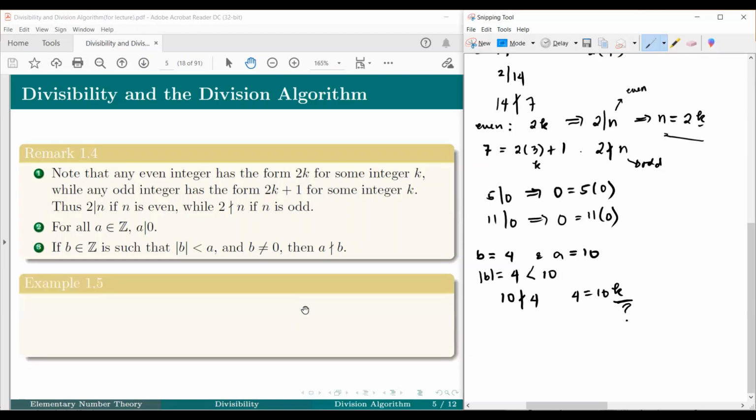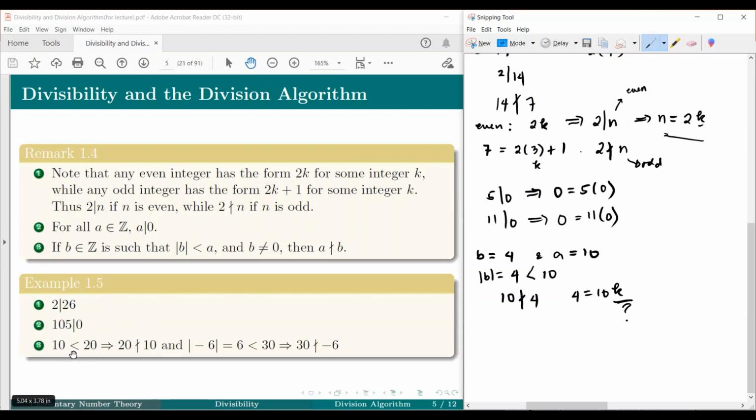So let's have another example. We have 2 divides 26. Why? 2 divides 26 because, in the first remark, 26 is even. So 2 divides 26 because we can write 26 equals 2 times 13. Then example 2: 105 divides 0, because we can write 0 equals 105 times 0.